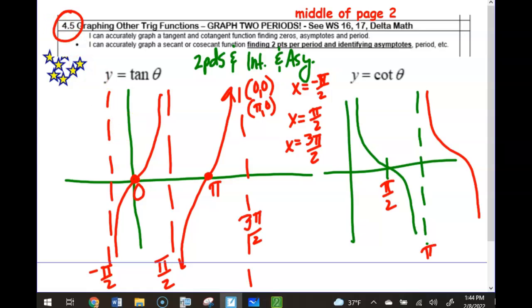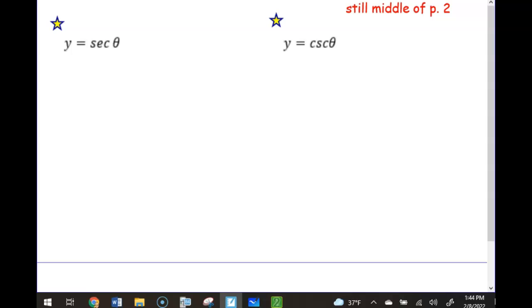All right, can I move on and talk about secant and cosecant? Anybody need more time on this? All right, one of these is given and you have to determine which one it is. Here's my hint. Secant is the flip of cosine, right? Cosecant is the flip of sine.